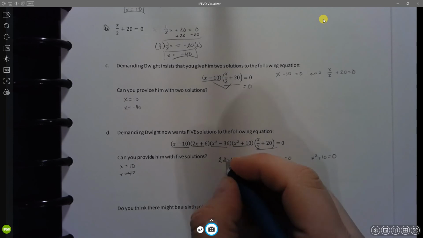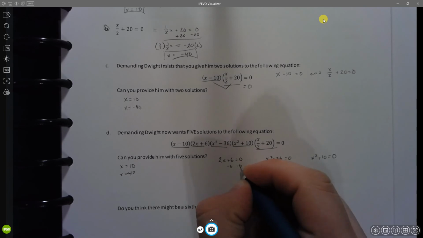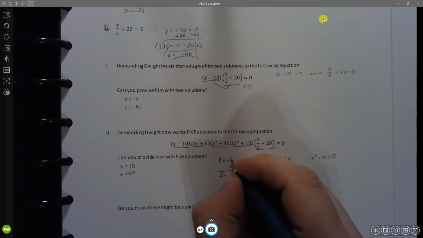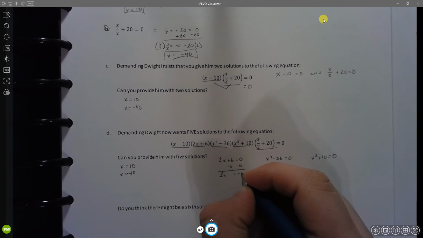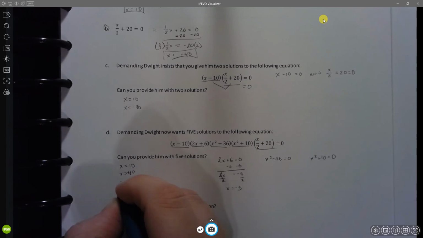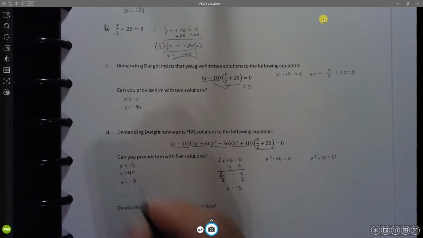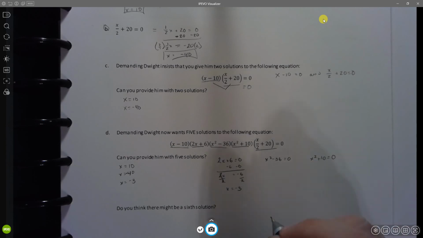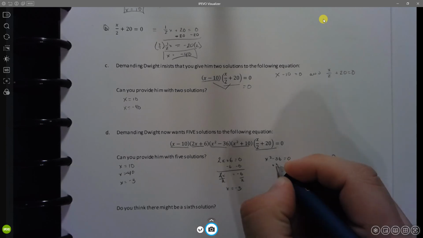Okay. We subtract 6 from both sides. We get 2x equals negative 6, since 6 minus 6 is 0. Divide by 2, divide by 2. 2 divided by 2 is 1, gives me x equals negative 3. Well, there's another solution, negative 3. x squared minus 36 equals 0. We add 36 to both sides.